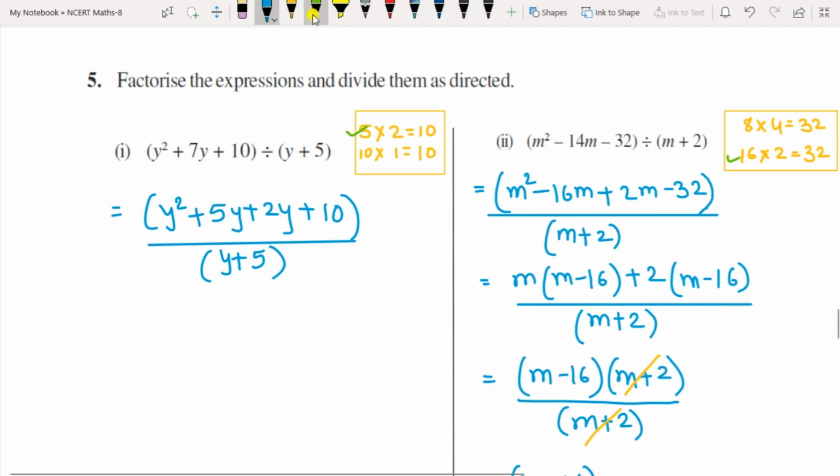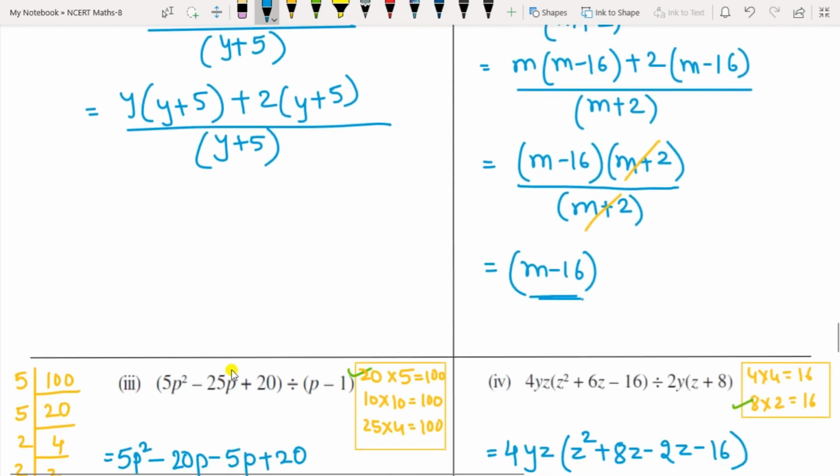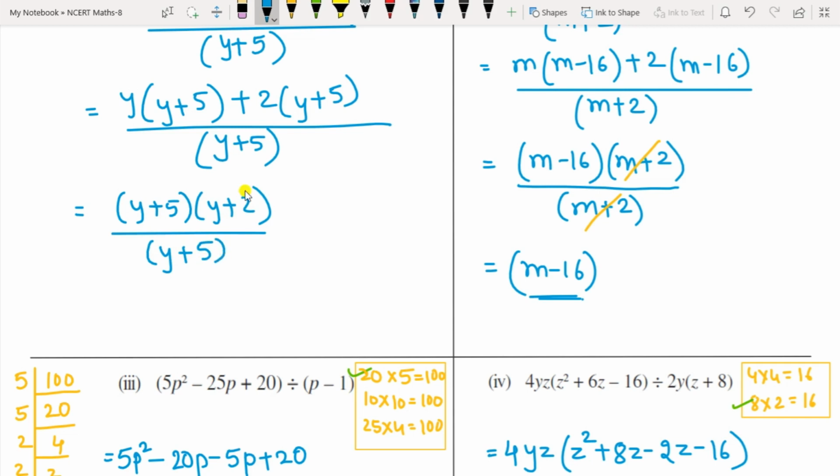Now take common from these two terms, and from these two terms take common. So here y is common, and y plus 5. Here 2 is common, that is y plus 5 in the second bracket, and the denominator is y plus 5. Okay, write the common bracket once, that is y plus 5, then y plus 2, denominator is y plus 5. Now cancel the like brackets, this one and this one. So the remaining is y plus 2. That is your answer.